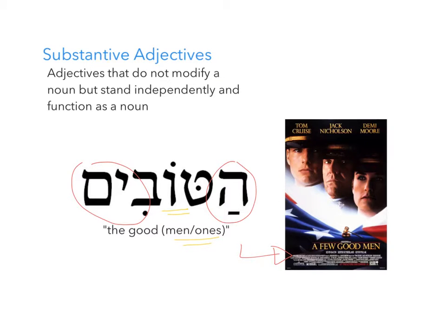The reason why we might want to do that is if this was describing a collection of individuals, in this case we have a masculine ending here, then we would probably translate that as the good men or the good ones. That substantive adjective can be a way of pointing to an entire body of individuals that are good. If this was hatovot, that would be feminine, so we would translate that as the good women or the good ones in a gender-neutral term as well.